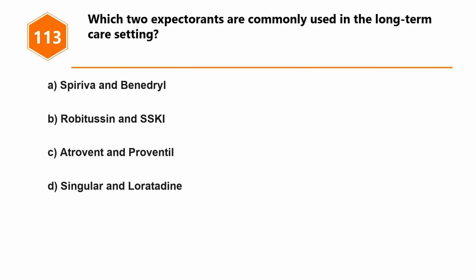Question 113. Which two expectorants are commonly used in the long-term care setting? Option A, Spiriva and Benadryl. Option B, Robitussin and SSKI. Option C, Atrovent and Proventil. Option D, Singulair and Loratadine.